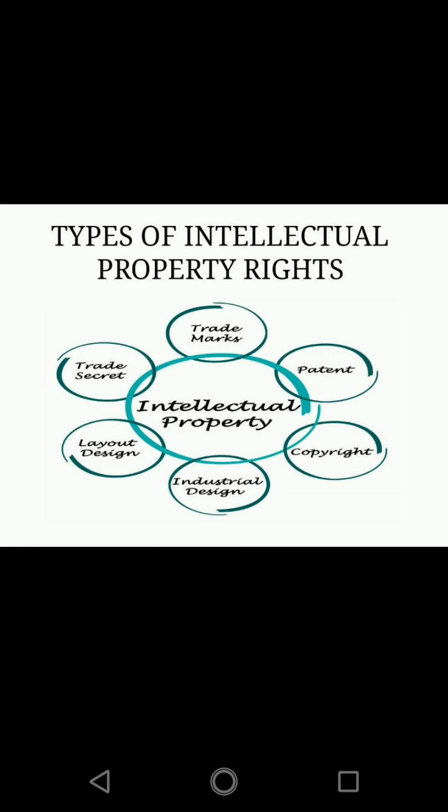And now the types of intellectual property rights. It has six different types of intellectual property rights, that's the trademark, patent, copyright, trade secret, layout design, and industrial design. First, we are going to see about the copyrights.